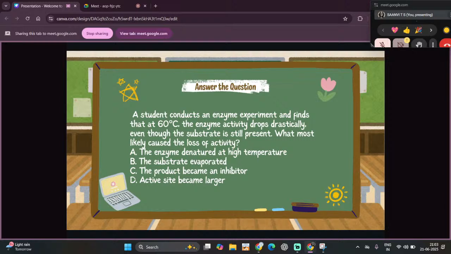So, as for option A, the enzyme denatured at a high temperature is possibly likely because 60 degrees is a really high temperature for body enzymes. And so, denaturing would cause loss of activity. Let's move on to the next concept.